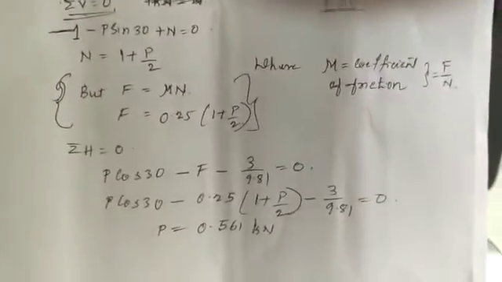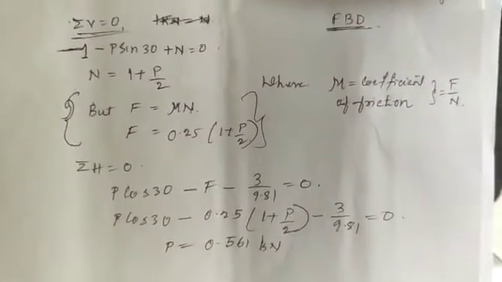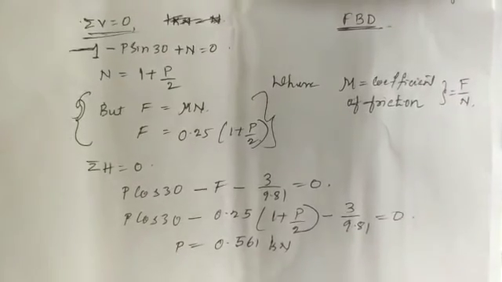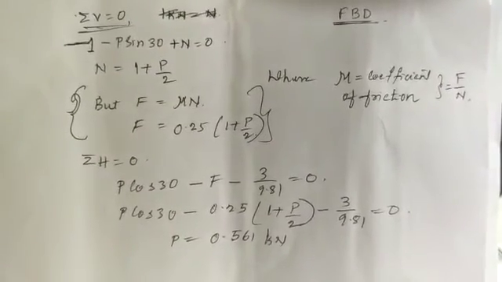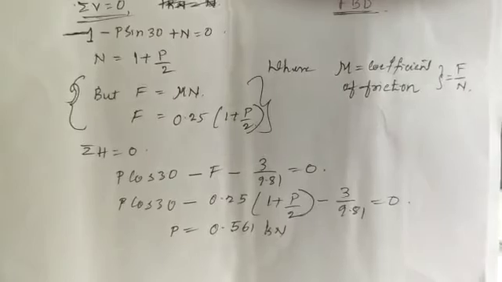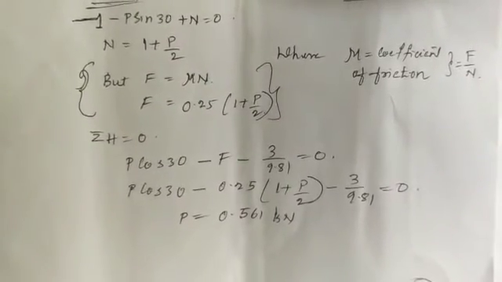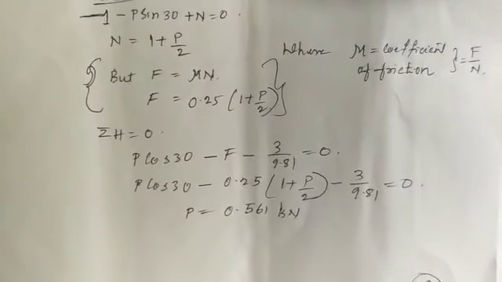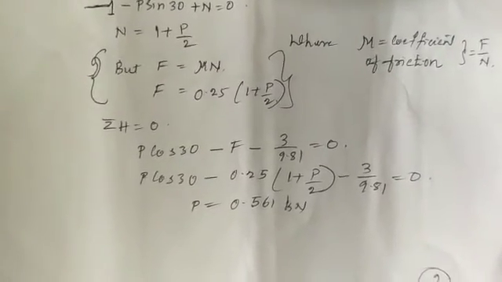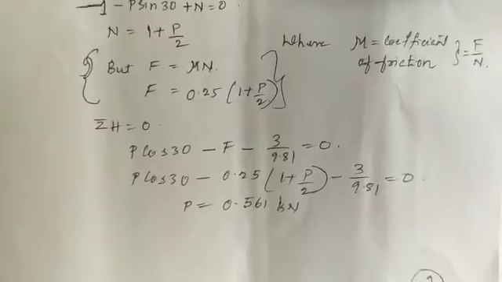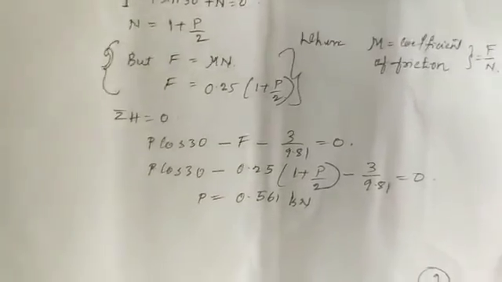By solving this, there is only one unknown, P, and by solving this equation you will get the value of P, which is equal to 0.561 kilonewton. This is the first problem. Just go again and brush it up.